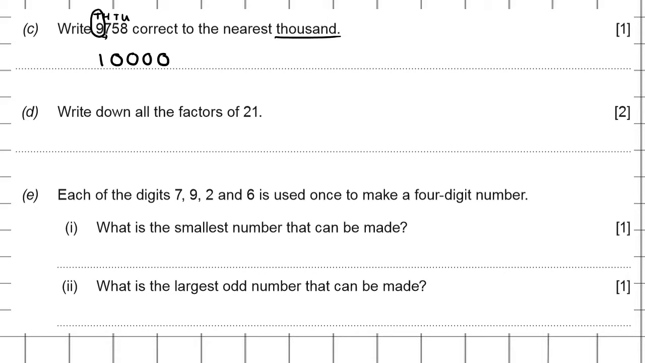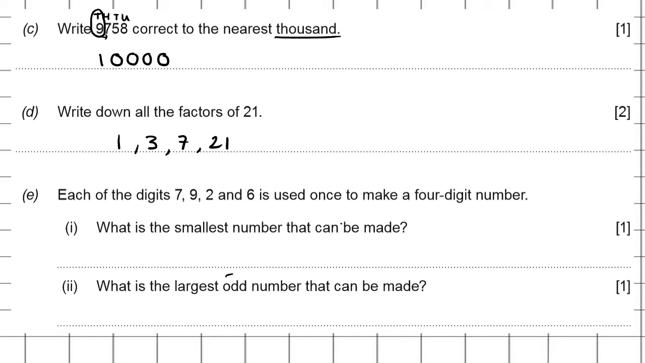Write down all the factors of 21. A factor is any number that divides exactly into it. So 1 is a factor because 1 into 21 goes exactly. 2 is not a factor. 3 is a factor because 3 goes exactly into 21. 7 is a factor because it goes exactly into 21. And of course 21 goes exactly into 21 once. So they all are factors.